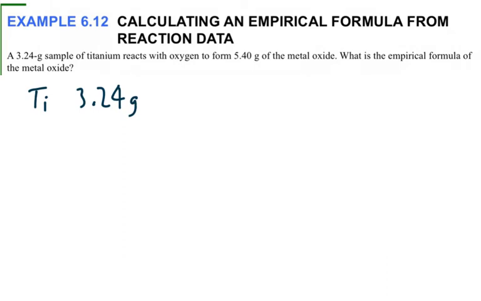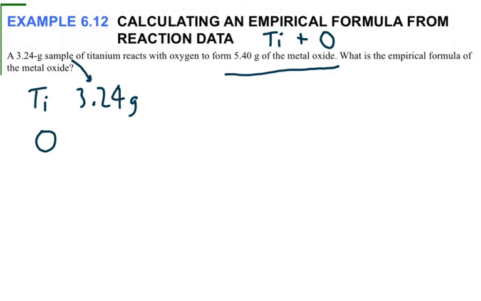Now it's going to react with oxygen, and it's going to form something called a metal oxide. Now the mass of the entire compound, the metal oxide, is 5.40. The metal oxide is titanium plus oxygen. Okay? So, in order to find the empirical formula, I need the data for titanium, which I have from the question. But I also need the grams of oxygen. So here's what we got to do. We got to do an extra step.